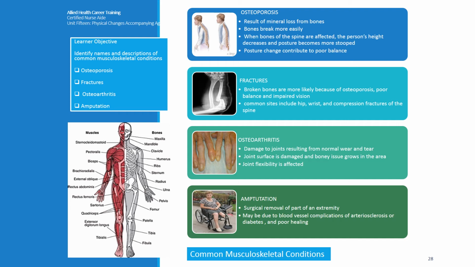Another really big term that you need to know is osteoarthritis. Now, osteoarthritis is damage to the joints resulting from normal wear and tear. You're going to see it a lot more in your weight bearing joints, a lot in your knees and your hips. This is where the cartilage between the bones starts to wear down and starts to get destroyed. And eventually you will have bone rubbing on bone.